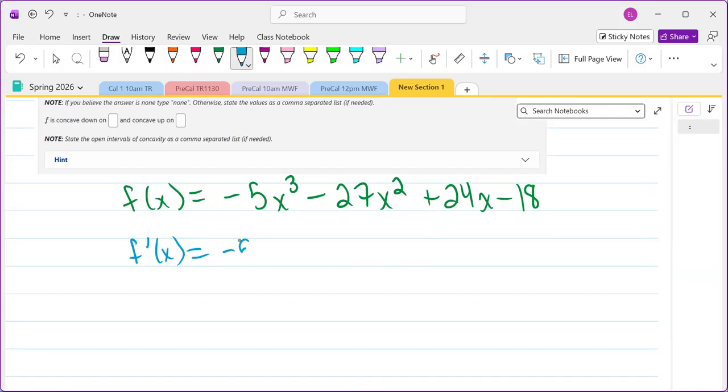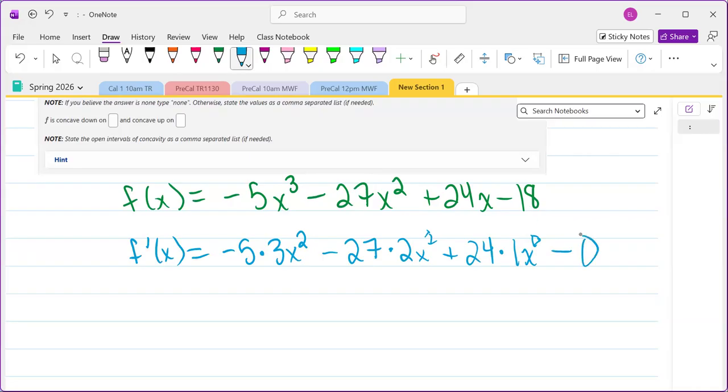So I will have -5 times the derivative of x cubed, which is 3x squared, minus 27 times the derivative of x squared, which is 2x to the first, plus 24 times the derivative of x to the first, which becomes 1x to the 0, which is technically just 1. So you could just write plus 24. And then minus the derivative of a constant, which is 0.